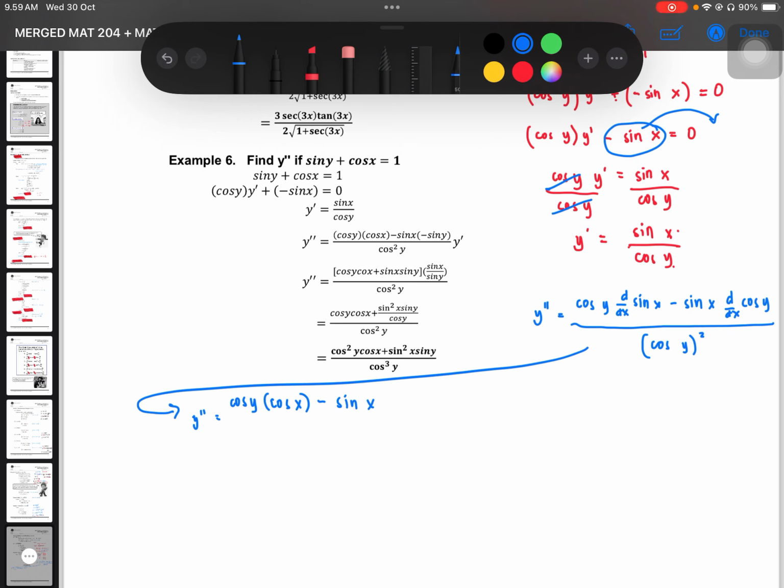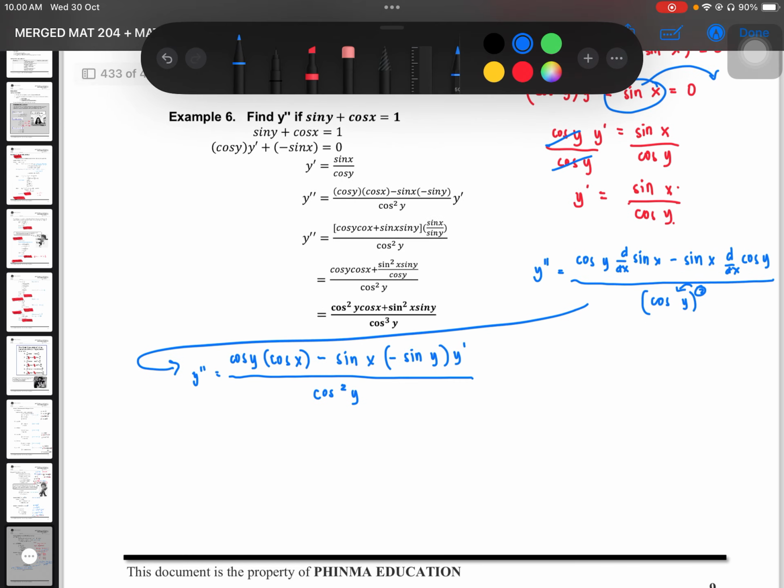And then, derivative ng cosine y is negative sine y. And then, don't forget, may y prime ka pa kasi naka-y siya. Okay? Y prime all over. Then, this one, yung square niya, lilipat lang natin sa gitna. Magiging cosine squared y. Okay. So, by simplifying this, ayusin lang natin siya.